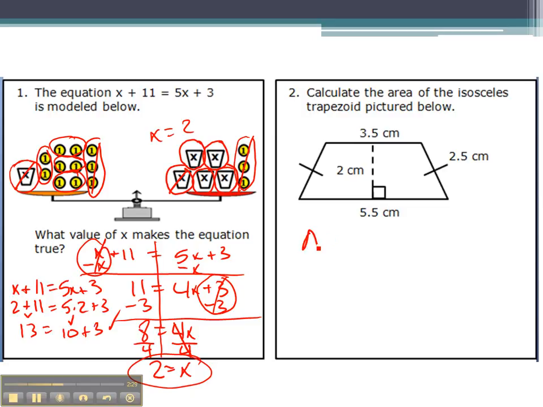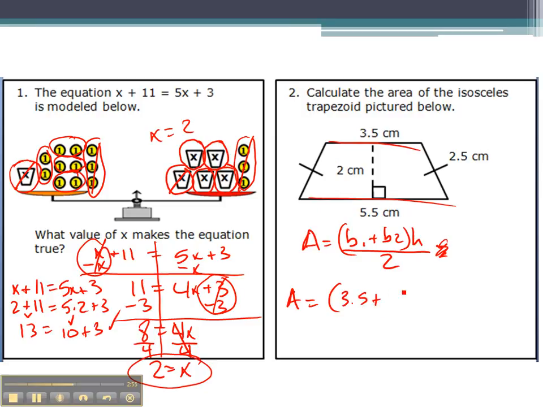Number 2, calculate the area of the isosceles trapezoid pictured below. The formula for area of a trapezoid is area equals B1 plus B2 times the height divided by 2. And you would find that on your formula chart if you didn't have it memorized. Putting in our numbers, the bases are the parallel sides of the trapezoid. So these are the 2 bases.